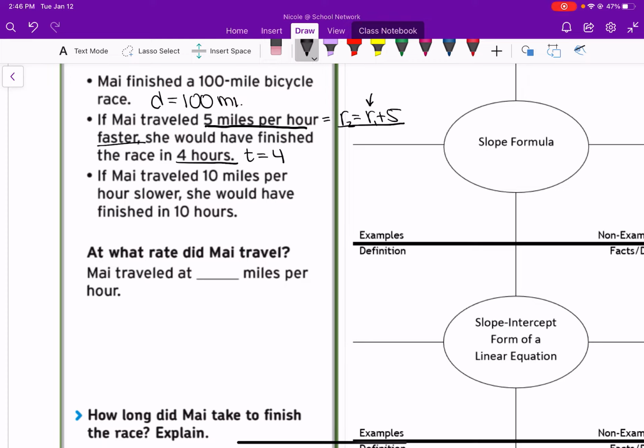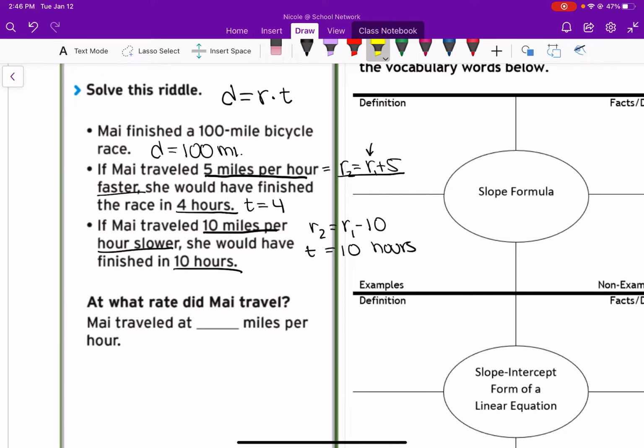So if Mai traveled 10 miles per hour slower, so here our R2 is equal to R1 minus 10, then the time would be 10 hours. Okay, so we have a lot of information going on here. So using my formula that I have here, I'm going to go ahead and solve for R because that's what we want to solve for.